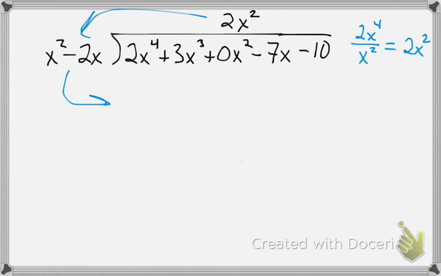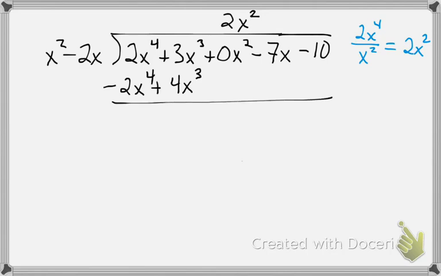Take that 2x squared and multiply it through the x squared minus 2x. You do get 2x to the fourth, and then you get negative 4x cubed, and then we flip the signs. All right, we know to expect that first column to cancel, so that's a good sign, and then we get 7x cubed. Now what? Carry it all down. Plus 0x squared minus 7x minus 10.